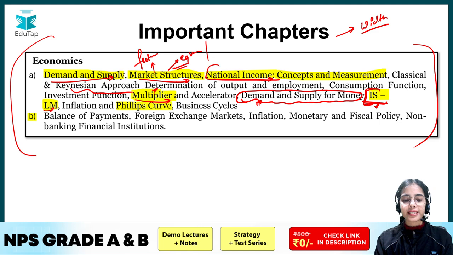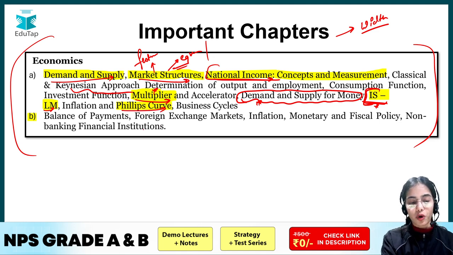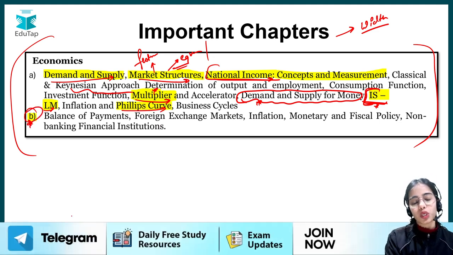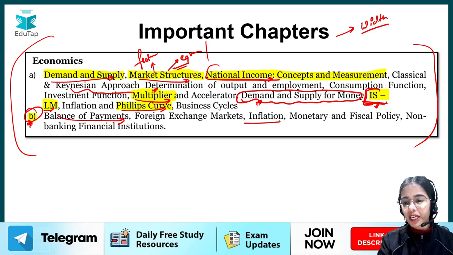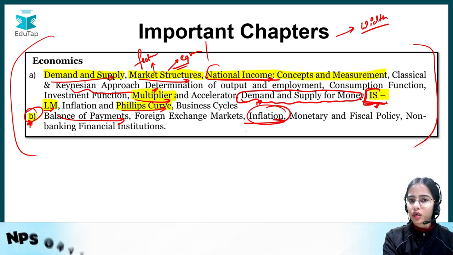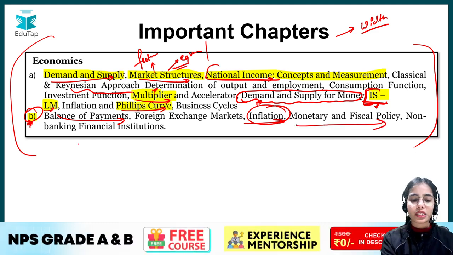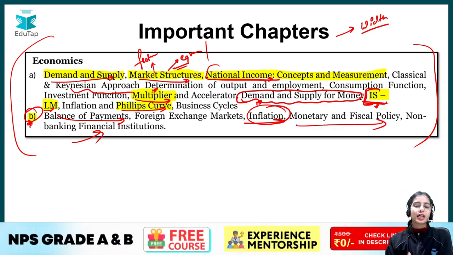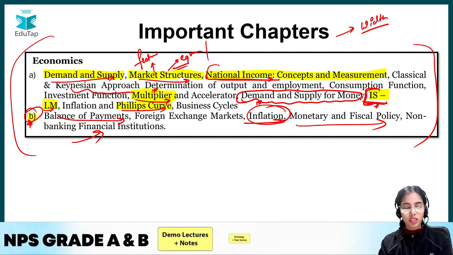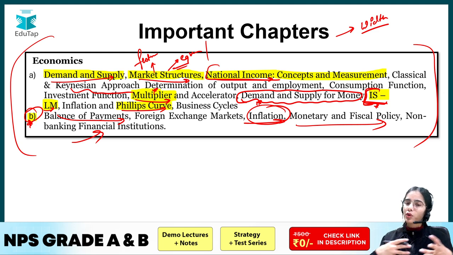National income concepts and such are important. Then multiplier, ISLM model is important, Phillips curve is important, as well as this B part is also very important. Balance of payment, inflation that you are doing in your finance also, monetary and fiscal policy, NBFIs. So these are the important areas that you have to cover. But in economics, for the other topics also, at least have the basic idea.